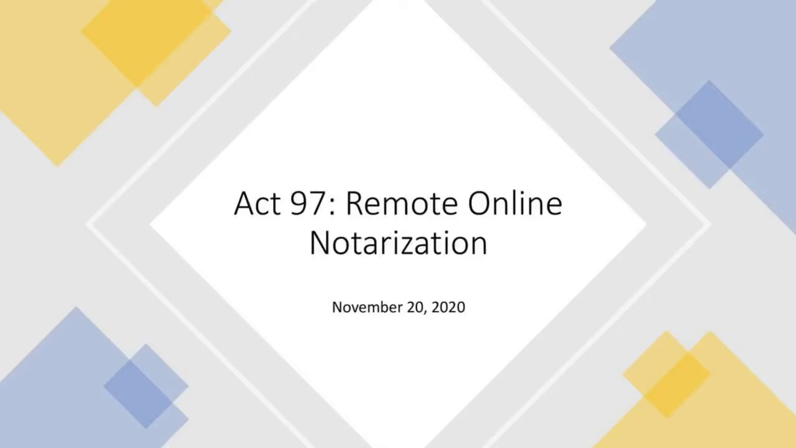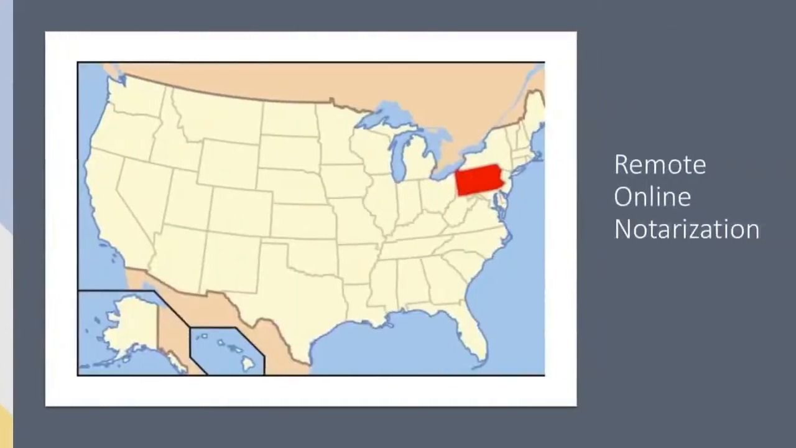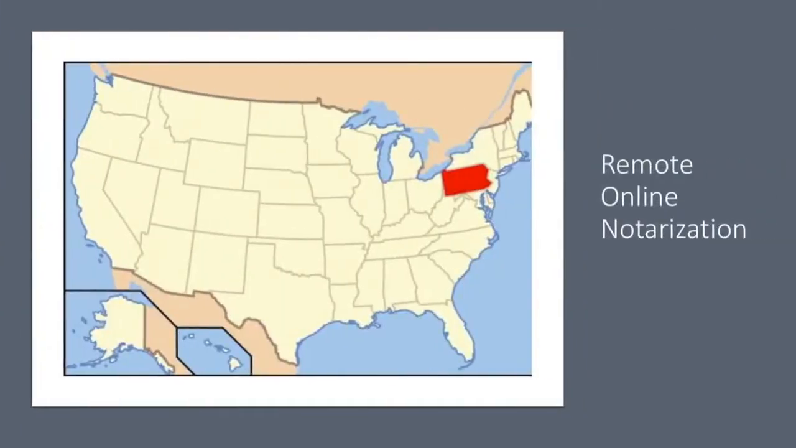Last April, Pennsylvania temporarily allowed remote online notarization for all notaries during the COVID-19 emergency and 60 days after the governor lifted the emergency declaration. On October 29th, Act 97 amended the notary law, making remote online notarization permanent in Pennsylvania. Remote online notarization occurs when the notary is in Pennsylvania and the customer is in a different location. The notarization is performed using approved audiovisual technology.